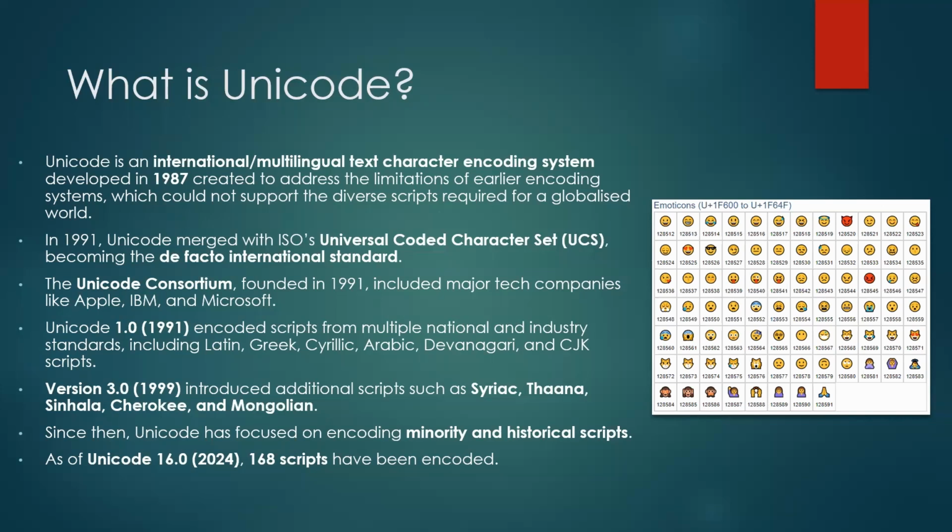In 1991, Unicode merged with ISO's Universal Coded Character Set and became the de facto international standard. Unicode is not part of ISO, but they work very closely together. In the same year, the Unicode Consortium was founded. So Unicode is the text encoding system and also the organization that handles it. It was founded in 1991, and it included major tech companies like Apple, IBM, and Microsoft, which are still some of the major voting members today. Other voting members now are organizations like Netflix and Salesforce.